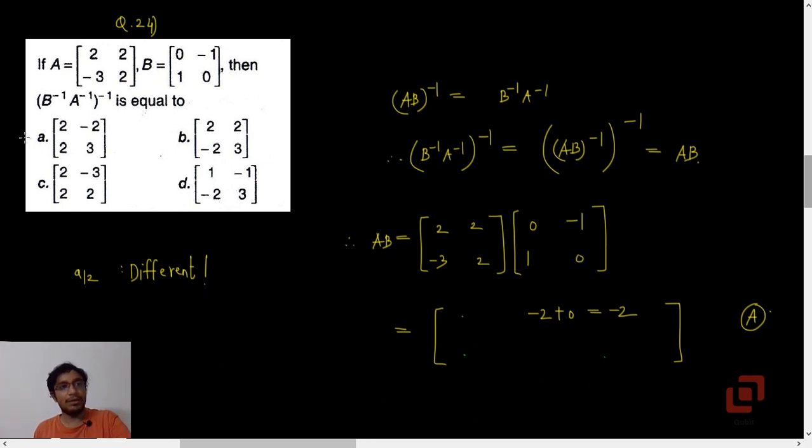Question number 24 is, if matrix A is 2, 2, minus 3, 2 and matrix B is 0, minus 1, 1, 0, then B inverse A inverse is equal to. Now by looking at this example, it appears that first we need to determine what B inverse is. Then we need to determine what A inverse is. Then we need to determine their product. And then at last we need to find the inverse of the product. Okay, but that's not necessary. Well, you can solve it, but it is going to take a lot of time despite knowing the formula of inverse of a 2 by 2 matrix.